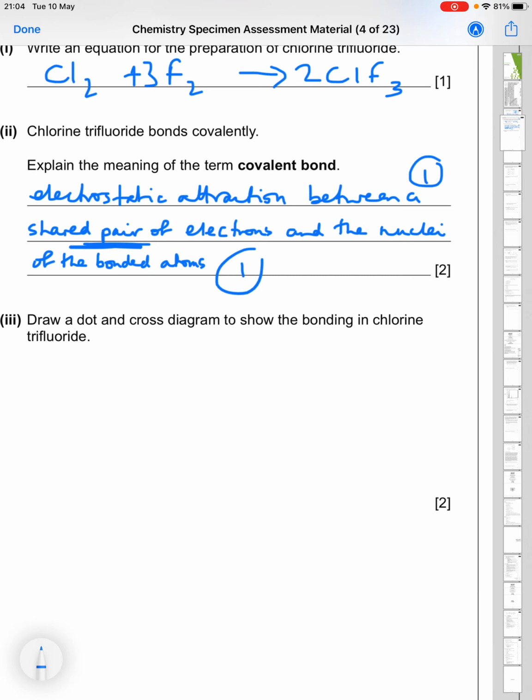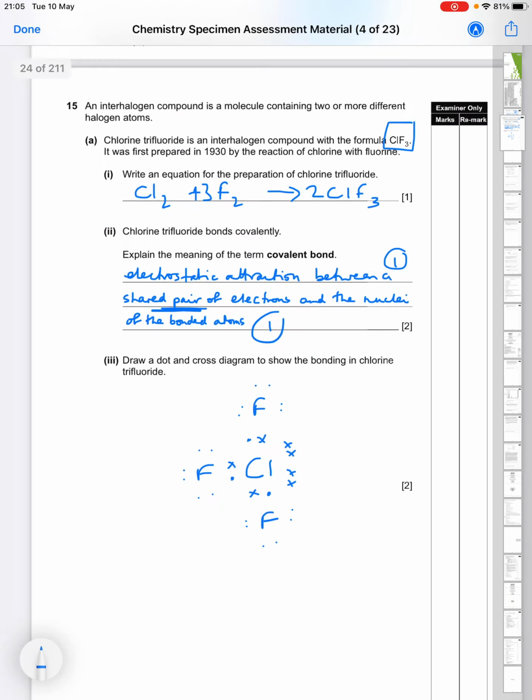Then dot and cross diagram to show the bonding in chlorine trifluoride. So chlorine has 7 of its own, and it's going to share 1 with each fluorine. So let me draw the 3 fluorines here. I'm going to just do dots for them because it's quicker. So the lone pairs on the fluorine, and then 1, 2, 3. So I need another 2 lone pairs. So that's my dot and cross diagram for that.